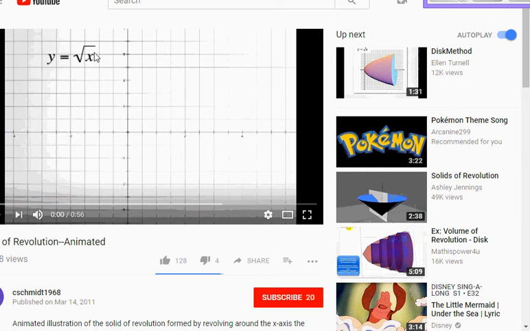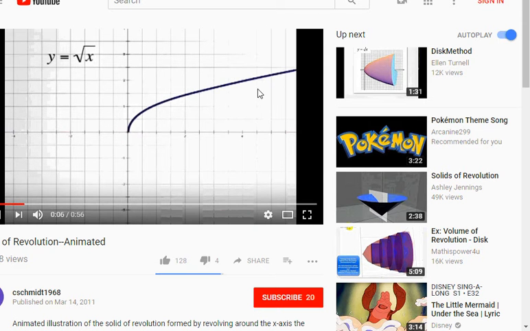I was trying to see if I can get this to fit in the window better, but let's just watch it here. We've got the function y equals the square root of x. If we graph it, it just looks something like that.